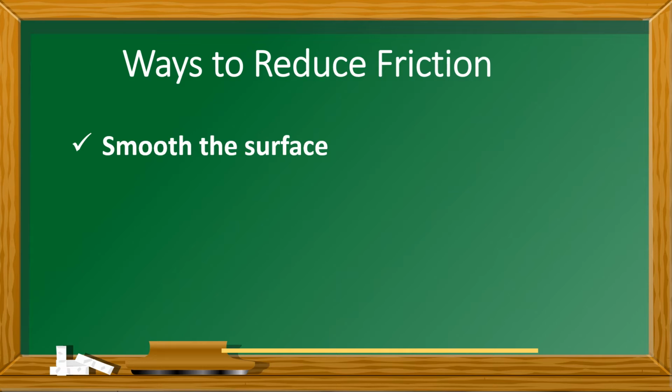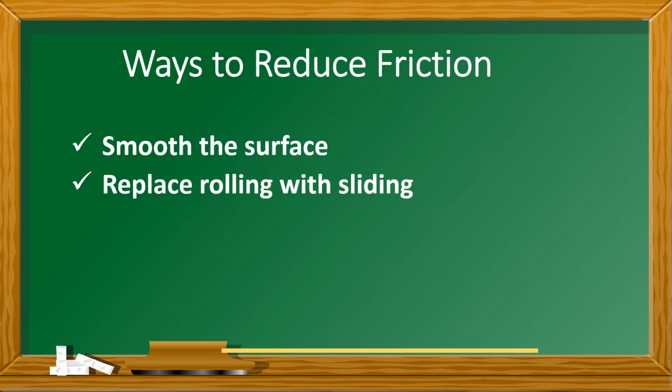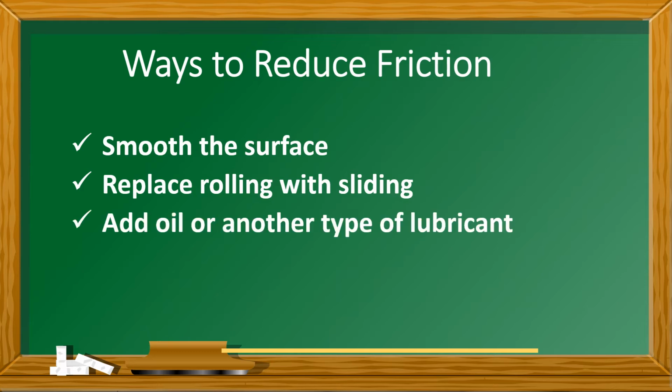There are also some ways to reduce this friction. The first one is smooth surfaces. Smooth surfaces possess low friction. Therefore, it is one way to reduce the friction acting upon objects. The second one is replacing rolling with sliding. Sliding has lower friction compared to rolling. And the third one is to add oil or another type of lubricant. So the use of lubricants, wheels, rollers, and ball bearings reduces friction.